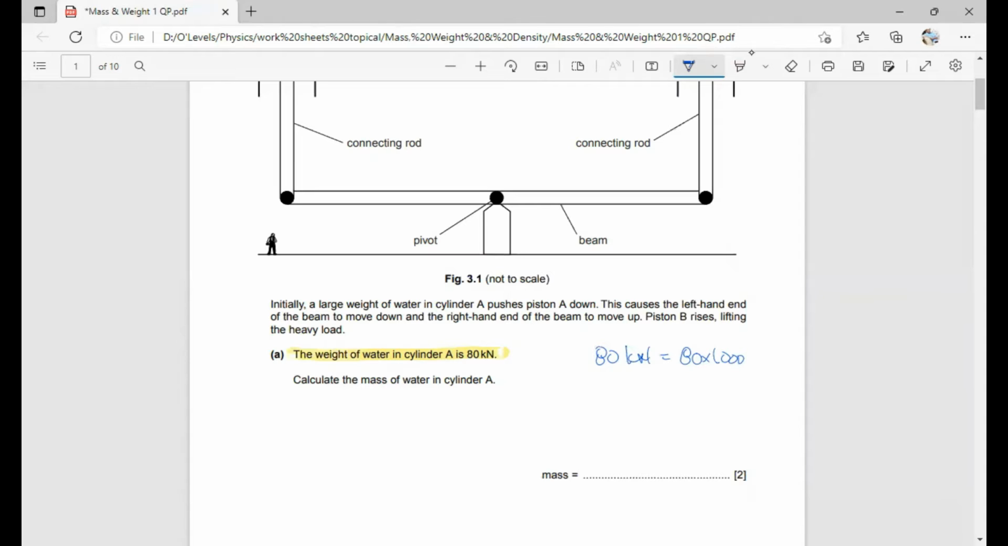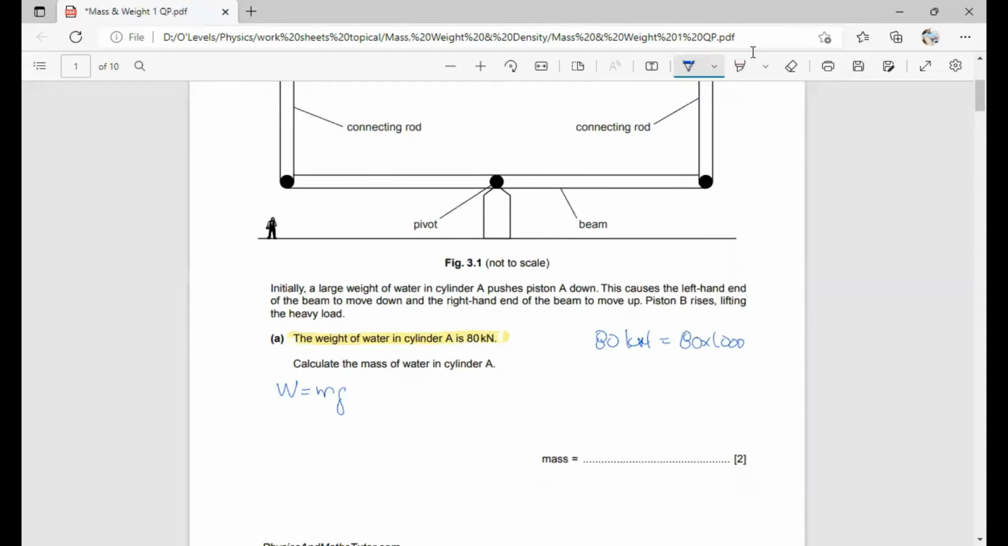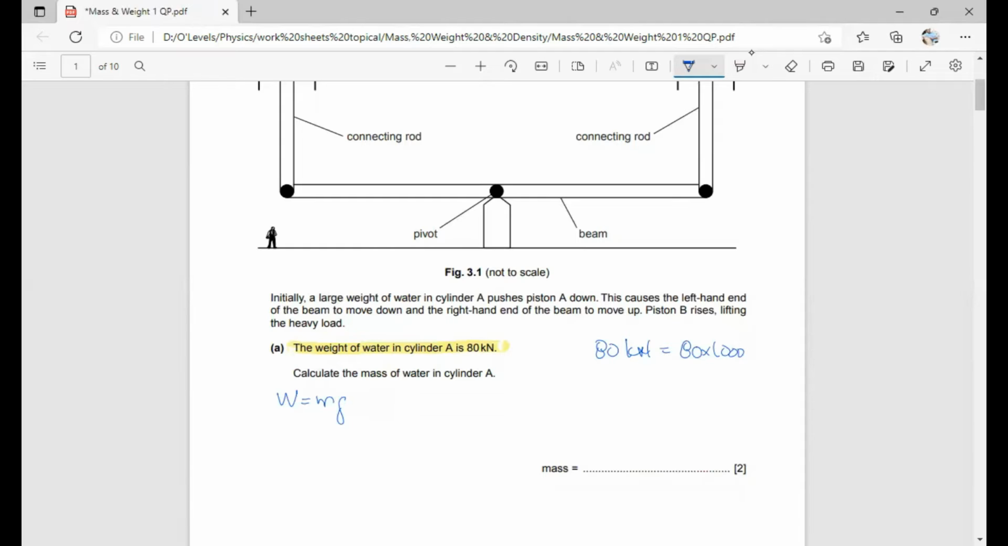So we know the formula of weight, W is equal to mg. Asking for the mass, so W over g is equal to m. This is our formula. So weight W is equal to 80,000, and the value of g is constant, that is 10, into m. So this is very simple. 0 to 0 cancel. So the mass becomes 8,000 kilogram.